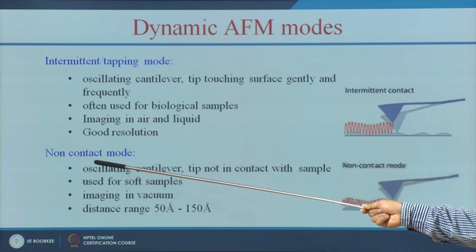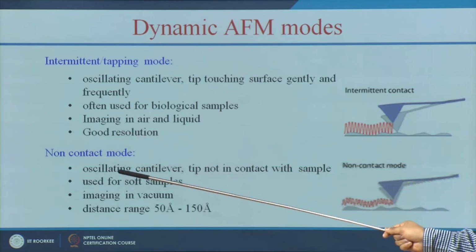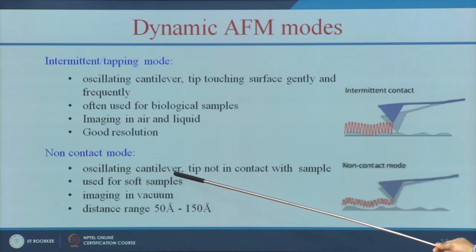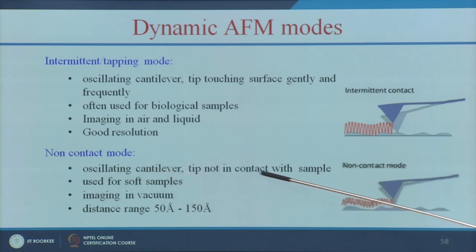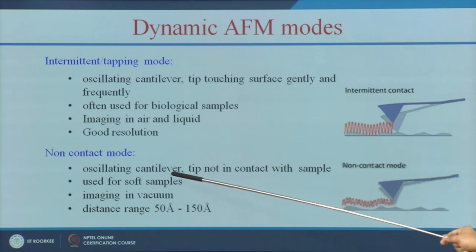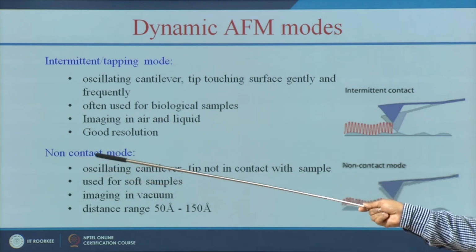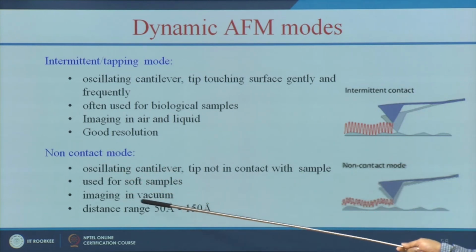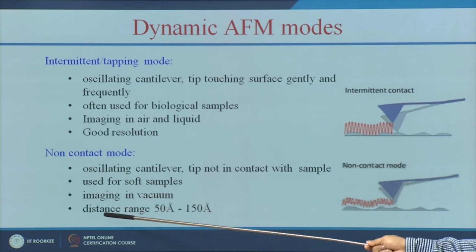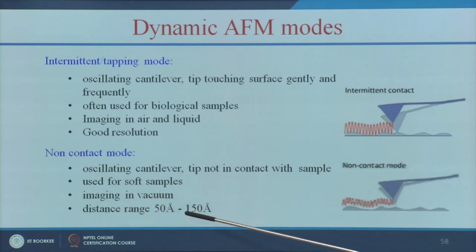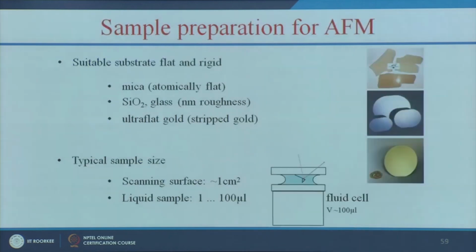And third one is non-contact mode. Here also will be having oscillating cantilever, but here the tip is not in contact with the sample, okay. So, it will be mainly useful for the soft samples. For non-contact mode you have to do the imaging in the vacuum condition, okay, and here the distance range will be like 50 angstrom to 150 angstrom.